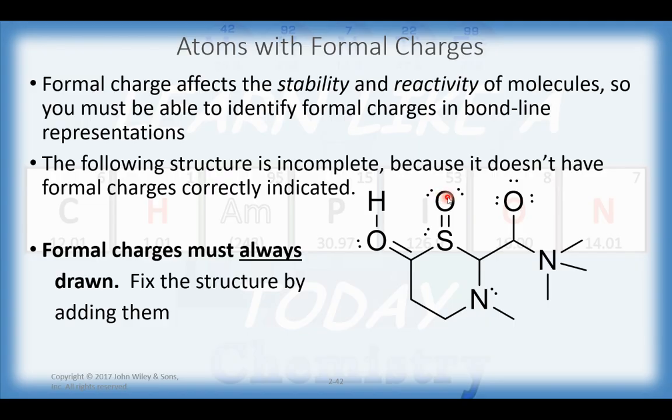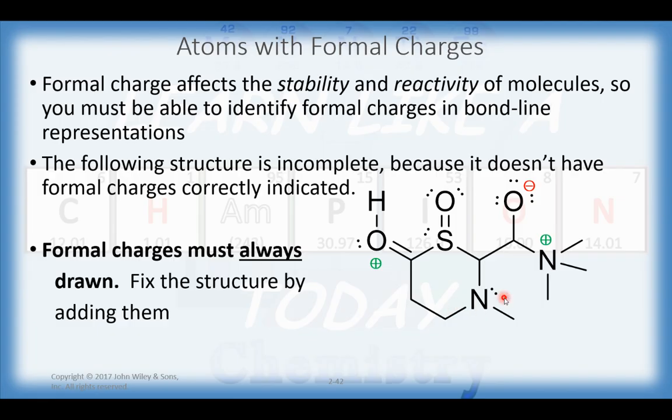All right, if we look at this oxygen, 2 bonds, 2 lone pairs. That's typical for oxygen, so no formal charge there. But on this oxygen, we see 1 bond and 3 lone pairs. So in this case, oxygen would have a -1 formal charge. Nitrogen is typically trivalent, but here it's forming 4 bonds, and so this is going to be a location where we have a +1 charge.